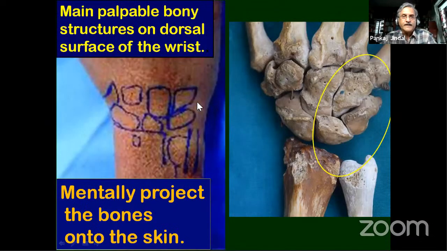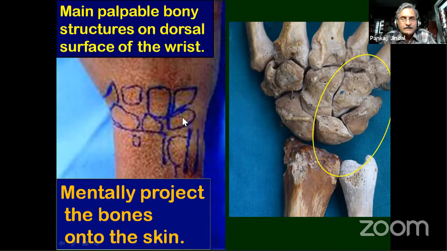In the back of your mind, project all the bones here: the ulna, the lunate, the triquetrum, the hamate, the capitate, and the fifth metacarpal. Once you project these bones in the back of your mind, palpate each bone, and each structure between the bones, the overlying tendons and ligaments, on the dorsum of the wrist. Most importantly, don't do a haphazard examination.